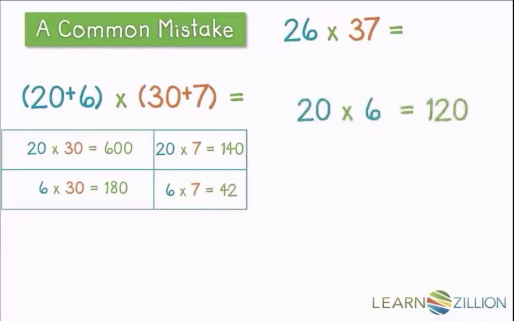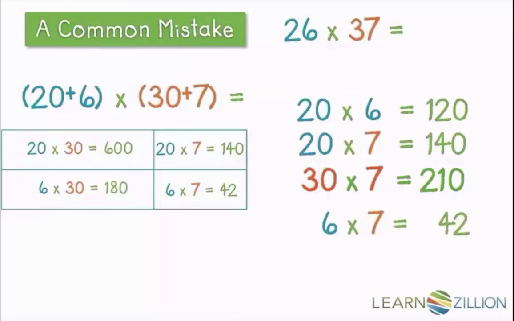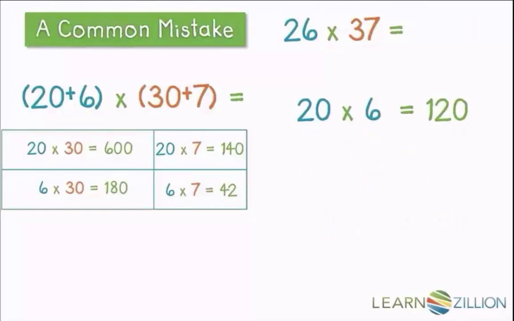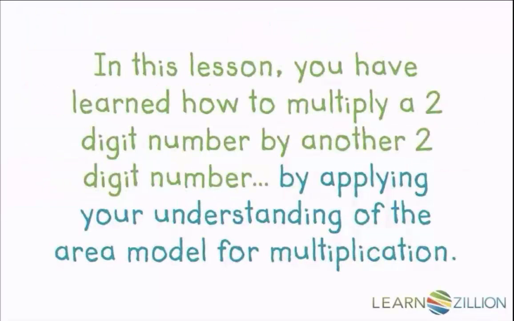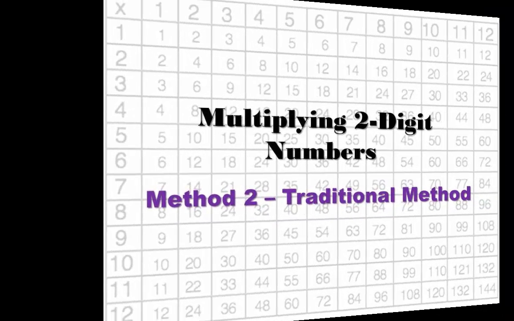The common mistake you want to avoid, especially if you're not drawing out the model, is choosing the wrong numbers to multiply together. Students are often tempted to multiply the two values of one number. Think of it like a tag team wrestling match. 20 and 6 are both on the same team and they wouldn't wrestle each other. Same goes for 30 and 7. In this lesson, you have learned how to multiply a two-digit number by another two-digit number by applying your understanding of the area model for multiplication.